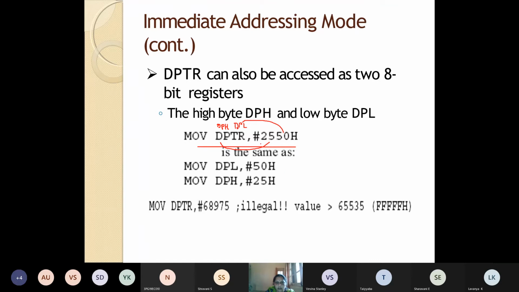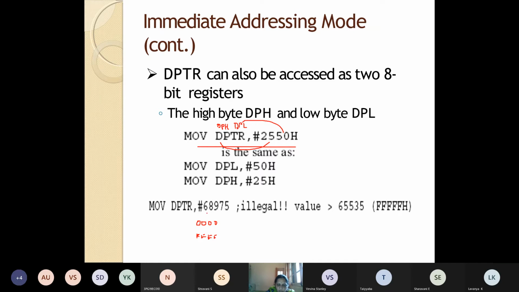MOV DPTR, #2550 is the same as writing MOV DPL, #50 and MOV DPH, #25. I can write either form, both mean the same. Since DPTR is a 16-bit register, I can load values from 0000 to FFFF. Trying to load data larger than this results in an error.